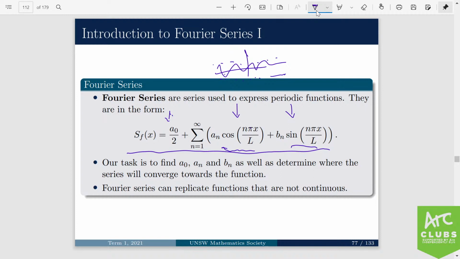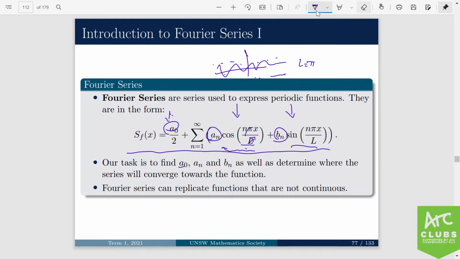So with this Fourier series, what we need to do is find these coefficients, right? Everything else is known. This L is just a period. A lot of the time, L is actually half the period. So if our period is 2 pi, then L is pi. And if L equals pi, then the pi's cancel out. So yes, Fourier series can replicate functions that are continuous.